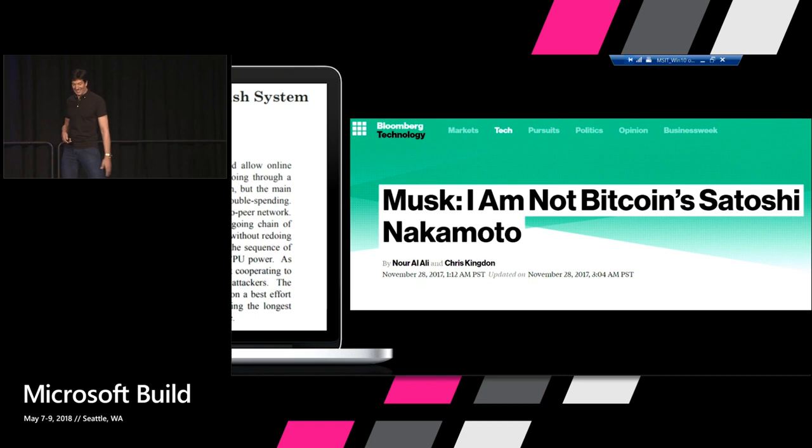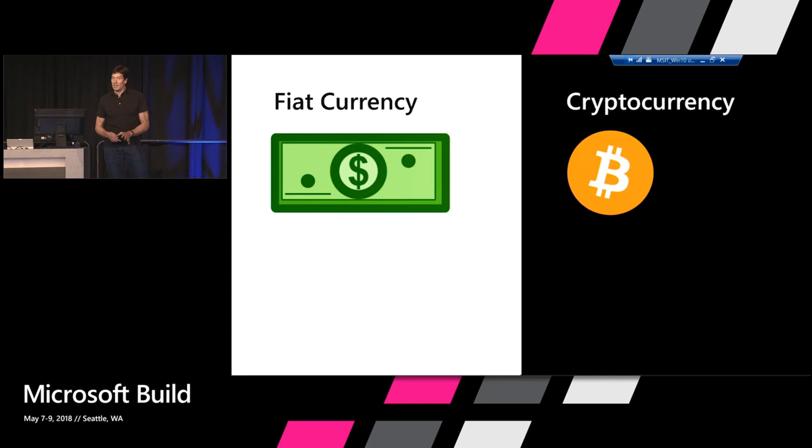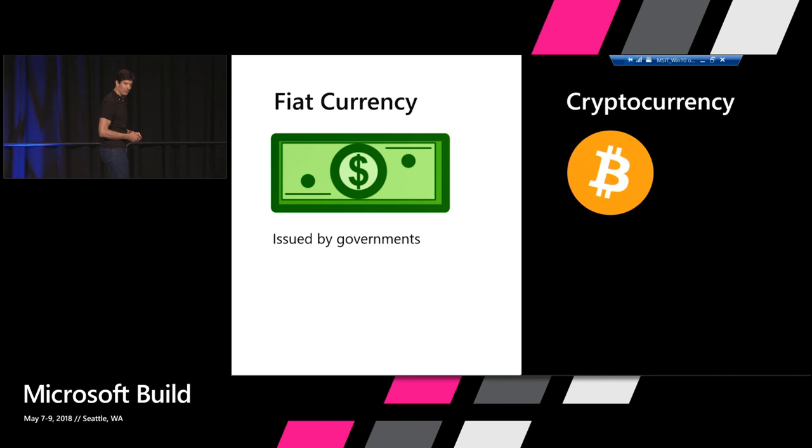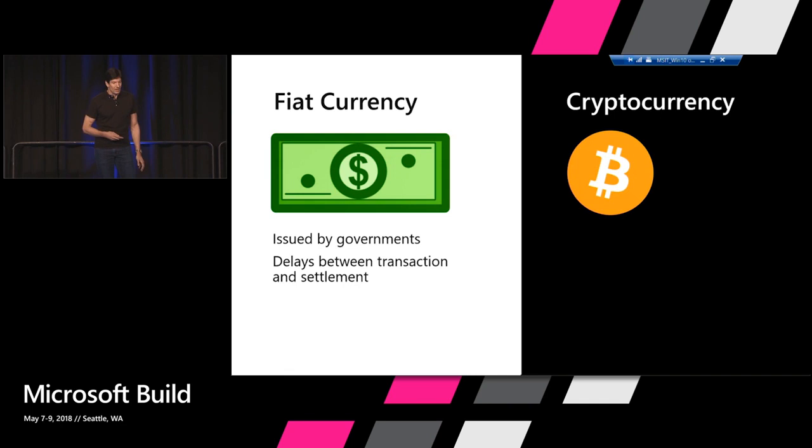Nobody knows. But let's talk about the difference between these cryptocurrencies like Bitcoin and traditional currencies like the dollar, or whatever foreign currency you might be carrying around with you. That kind of currency is called fiat currency. It's one that's issued by an organization that backs it, and they stand behind it. Now, one of the challenges with fiat currency, especially when you're transferring large amounts of money from one entity to another, is that there are long delays between the transaction itself and the settlement of the transaction. This is the period in between where the money is neither here nor there.